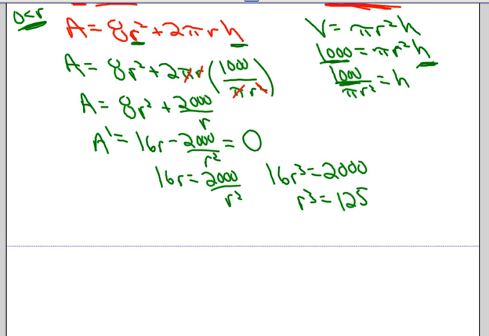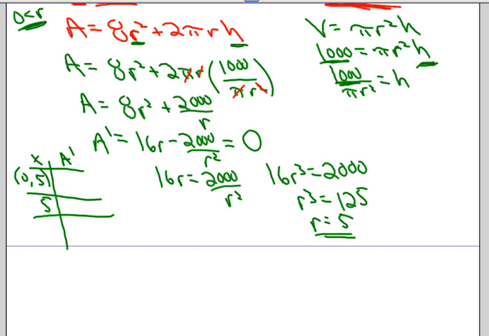Ooh, that came out very nice, didn't it? So r cubed is 125. I'll take the cube root, and look how nice that is. R equals 5. I wonder if that's truly a max or a min. Well, it's my only critical point in the domain, because when r is positive, that's my only critical point. So let's take a look at a quick little chart. Here's r, here's A prime. My only critical point is 5. I'll go from 0 to 5, and from 5 on to infinity.